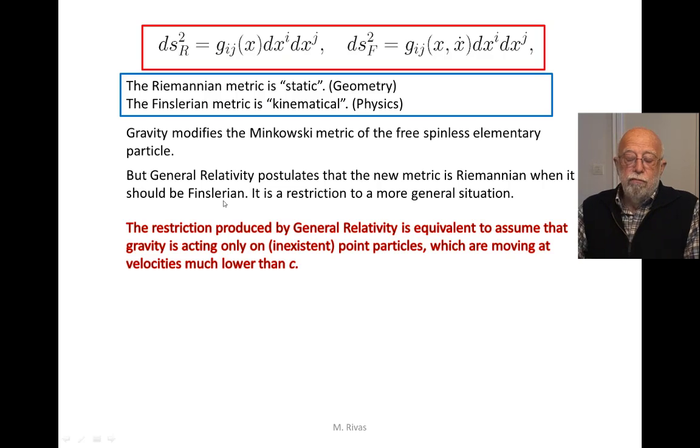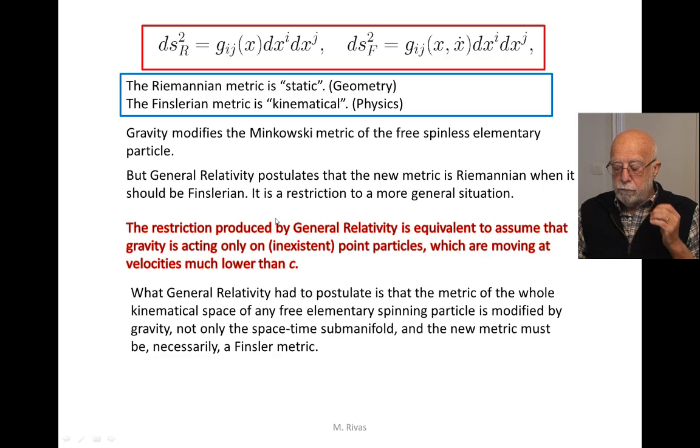the restriction is twofold. Gravity is producing a twofold restriction because it's equivalent to assume that gravity is only acting on spinless point particles and the metric is Riemannian. But if the metric is Riemannian, it is implied that this velocity dependence must be negligible. Or if you like, this spinless point particle is moving at velocity much lower than c.